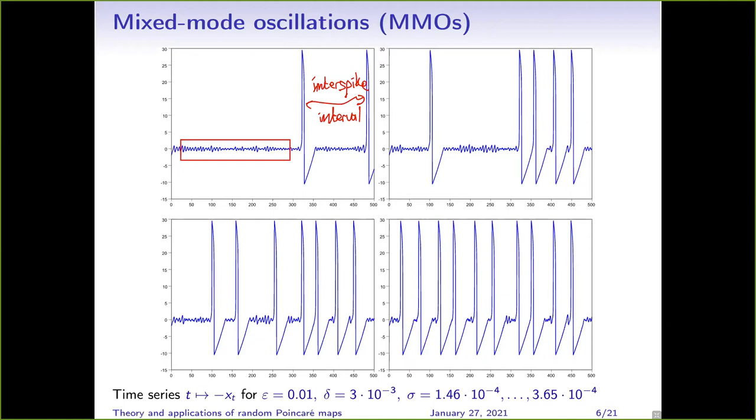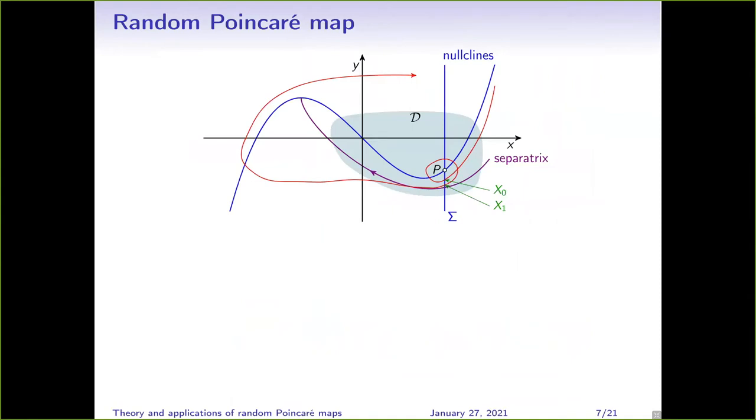So this is where now my random Poincaré map is useful. So here's a cartoon of my phase plane. So I've plotted the null lines in blue, and as Poincaré section, I will take this lower part here, sigma, of one of the null lines. So you see the point P, and what happens is that starting somewhere up here, I hit my section at the point X naught, and say I make one turn around P, then I hit sigma again at X1, and then let's assume I leave this domain D. So the domain D, its shape is not very important, but it should contain a neighborhood of P and of the separatrix in such a way that if I leave D, I can say that with large probability, I will spike.